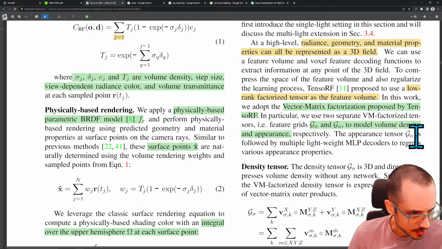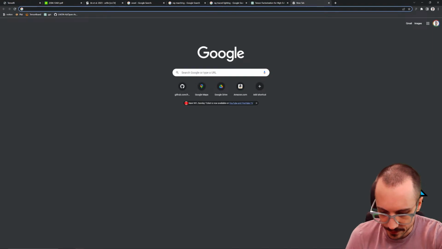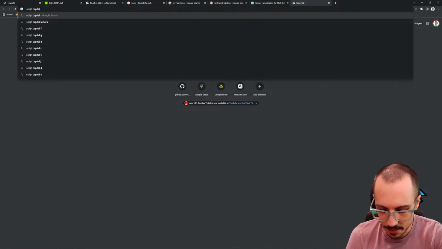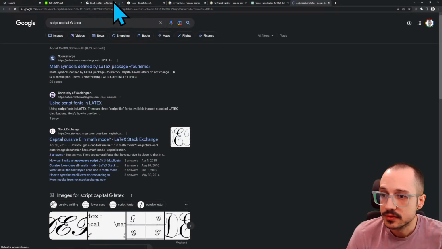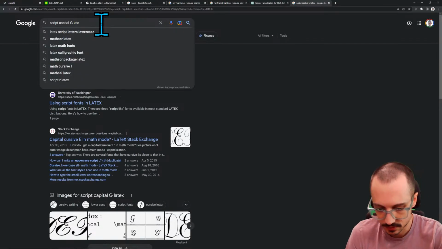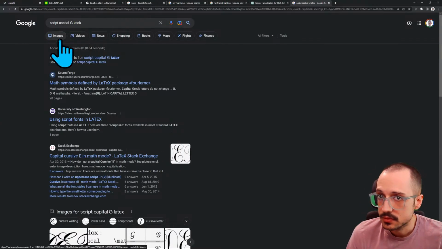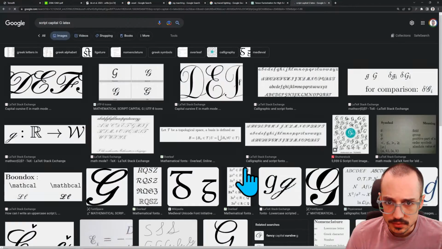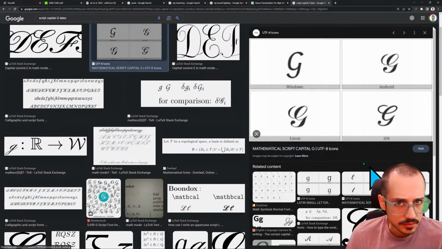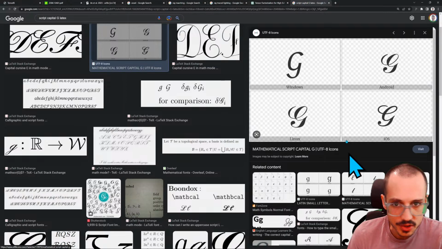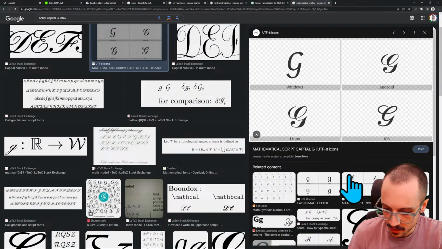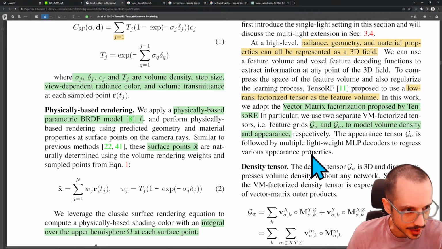For script G, I don't know exactly what that is. Is that script capital G LaTeX? Yeah, script capital G. Wanted to make sure that wasn't a Greek letter.